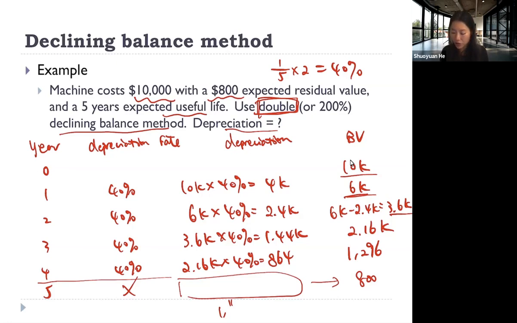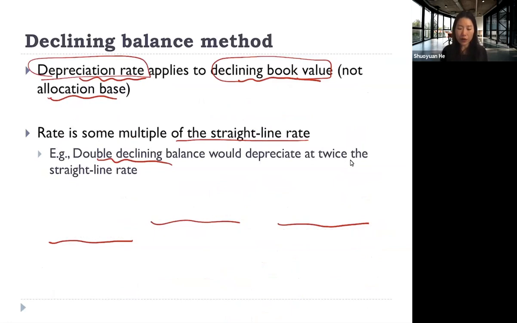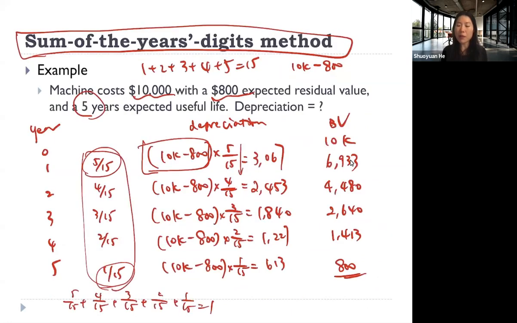So we use 1,296 minus 800, and our last year depreciation is 496. So if you compare the declining balance method with the previous one, the sum of the years digits method, you can see that both of those are called accelerated methods.